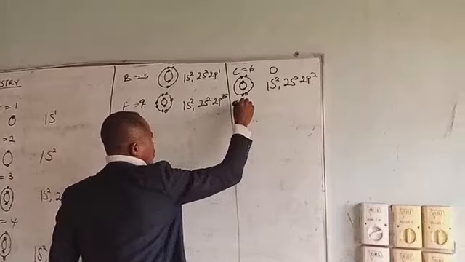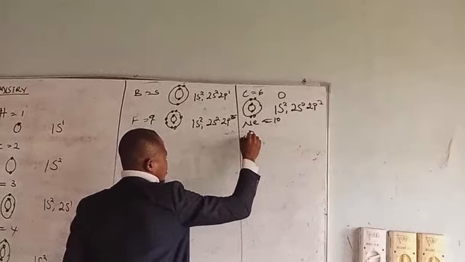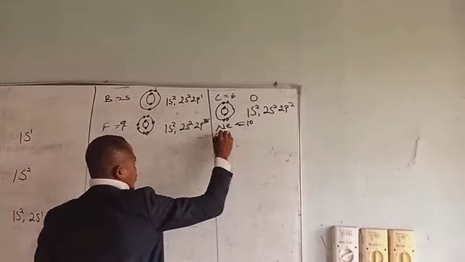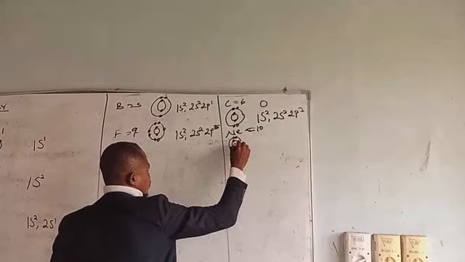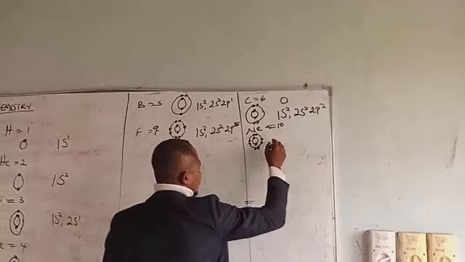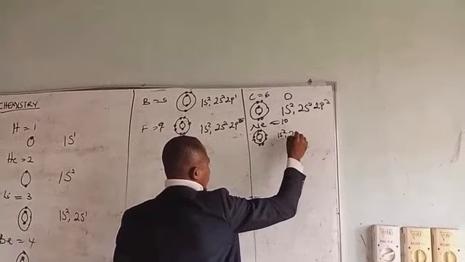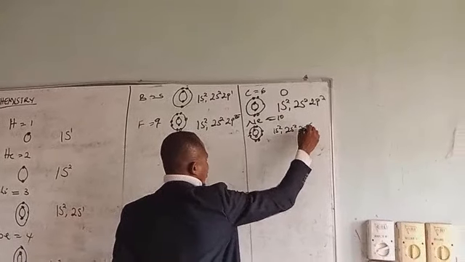Neon is 10. So we're going to have 1, 2, 1, 2, 1, 2, 1, 2, 1, 2. So we have 1s2, 2s2, 2p6.